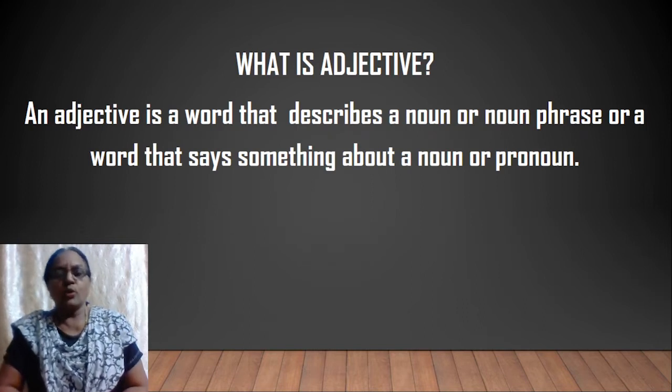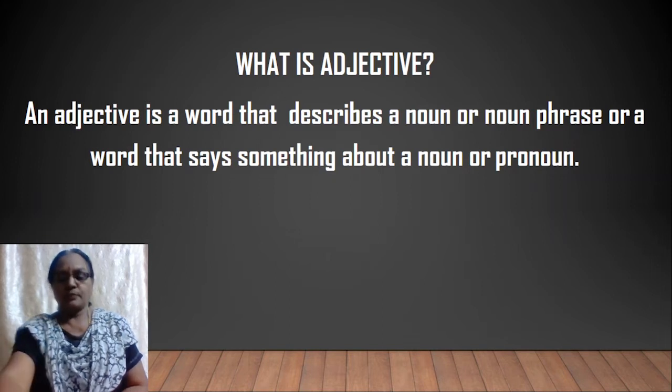Now, what is an adjective? An adjective is a word that describes a noun or noun phrase, or a word that says something about a noun or a pronoun. It tells you something about a noun or a noun phrase, or about a noun or a pronoun.